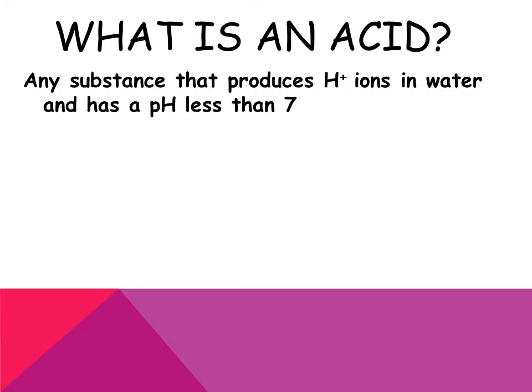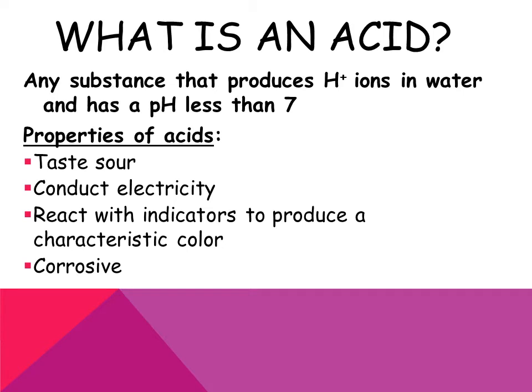Okay, so what's an acid? Well, it's any substance that produces H+ ions in water, and it has a pH less than 7. Here's some properties of acids. They taste sour, they conduct electricity, they react with indicators to produce a characteristic color, and they are corrosive.